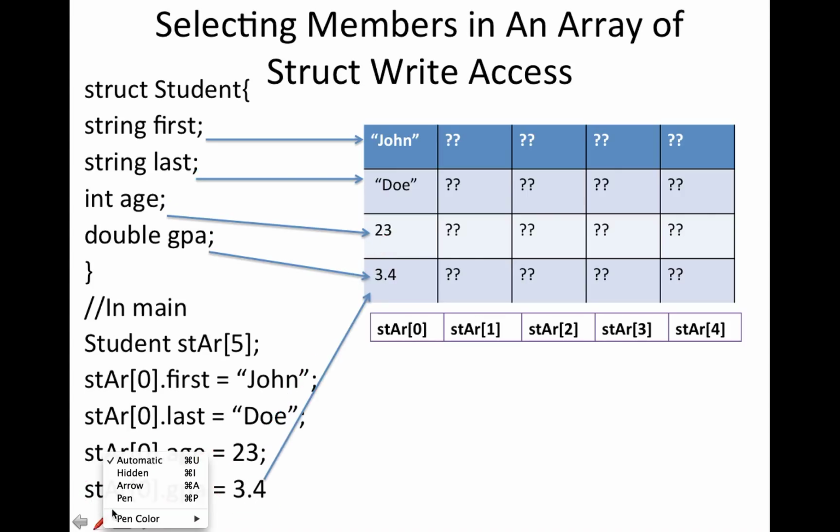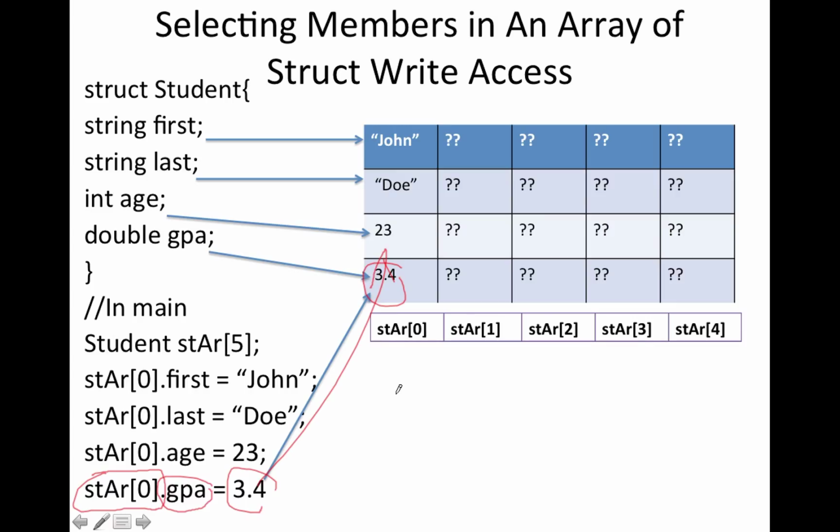When I want to fill the GPA field of the first array member, I do the array member selection by the struct array name, square bracket index, then the struct member selection, and if I set that to be equal to 3.4, then 3.4 is placed here. So with this write access mechanism, we filled the first member of the array. Okay.